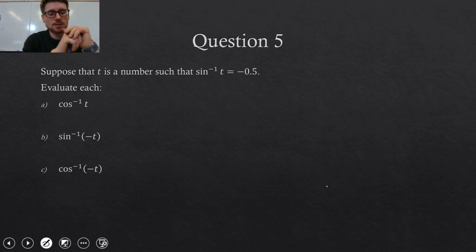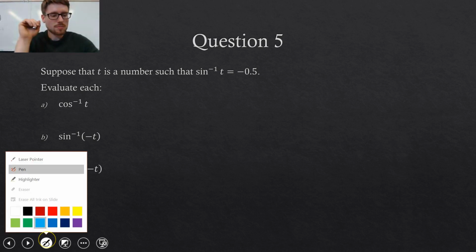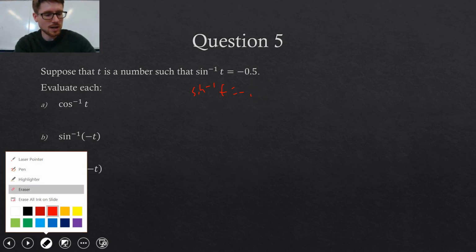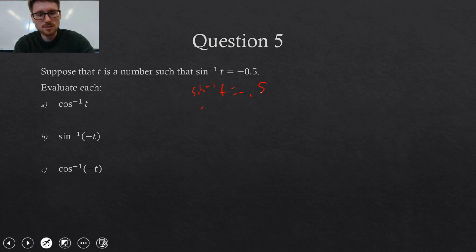So next we're going to do, this question is a three-parter. We have sine inverse of t equals negative 0.5. We want to evaluate cosine inverse of t, sine inverse of negative t, and cosine inverse of negative t. So we'll start off by sketching a diagram for this. So sine inverse t equals negative 0.5. That's an angle. So that's a kind of funky angle. We need to keep track of where this angle is. And it's the same as saying that sine of negative 0.5 equals t.